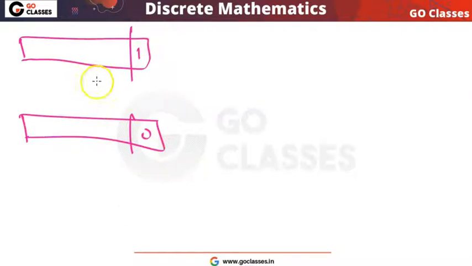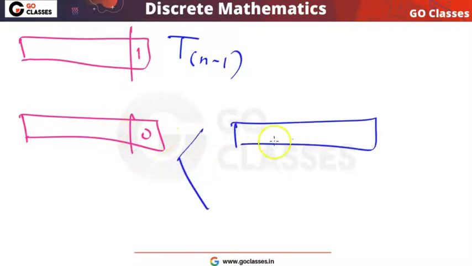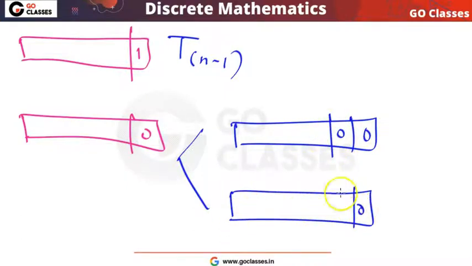Now what happens when the last bit is 0? In the case of 1, I can count Tn minus 1. But if the last bit is 0, we have to be careful, because maybe the second last bit is 0 or maybe it is 1. Now you can notice a very important point: if these two are already 0, then we found it. What we wanted was consecutive zeros, and we got it.